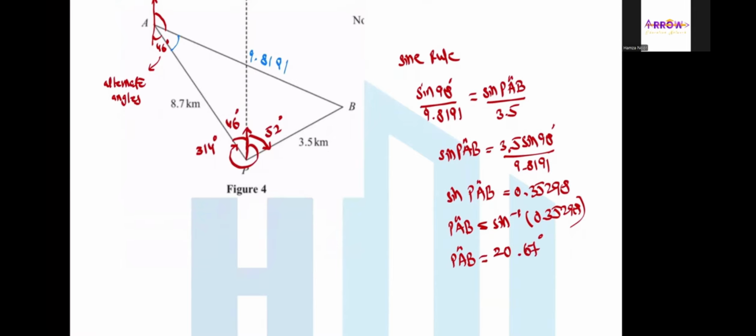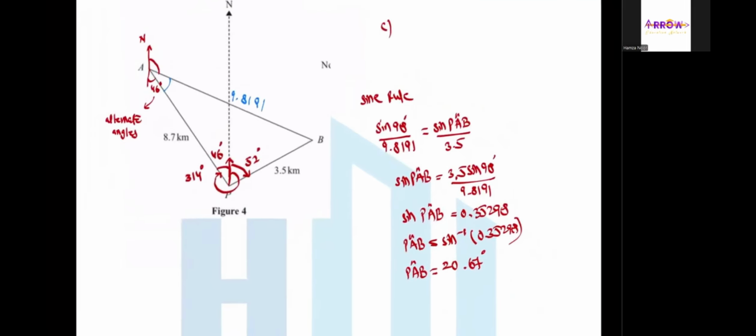20.67 degrees. All right. So in order to find the bearing, the required bearing is supposed to be 180 degrees minus this acute angle PAB 20.67 degrees, and the angle which we found by the alternate angles property, 46 degrees, because the sum of these three angles will be 180 degrees because they are supplementary angles on a straight line.